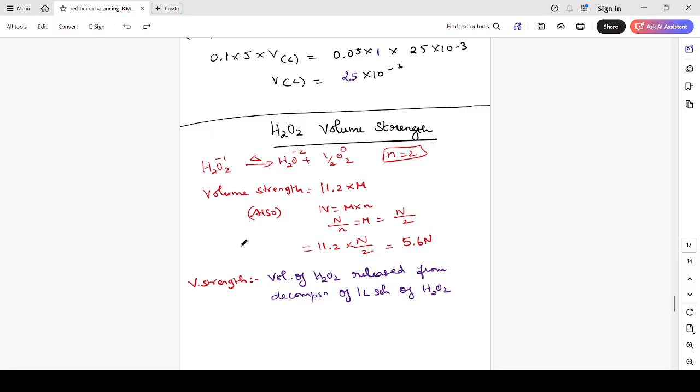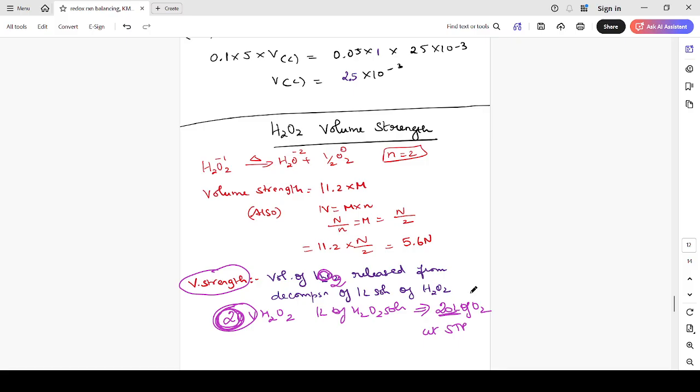So, volume strength is defined as the volume of oxygen that will be released from decomposition of 1 liter of hydrogen peroxide solution. If someone says it is 20 V hydrogen peroxide, it means that 1 liter of this solution is giving 20 liters of oxygen at STP. So whatever number is written in front of V corresponds to liters of oxygen produced.